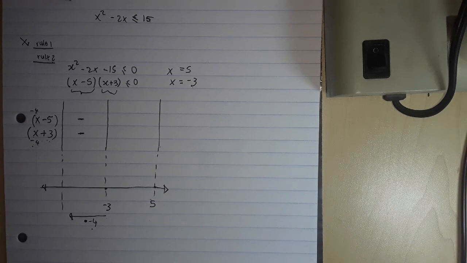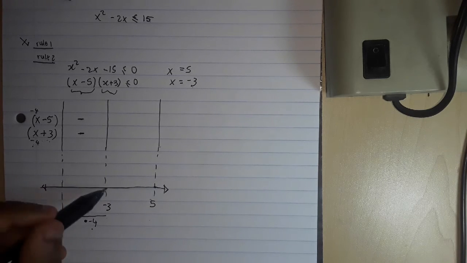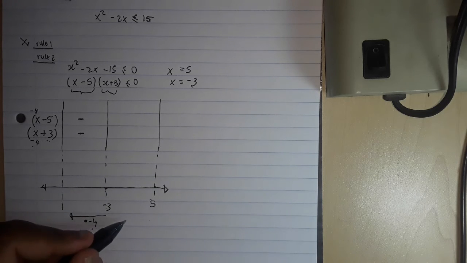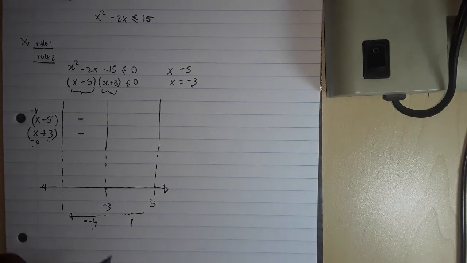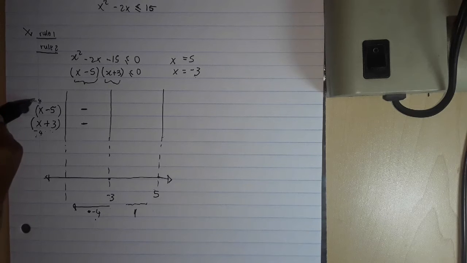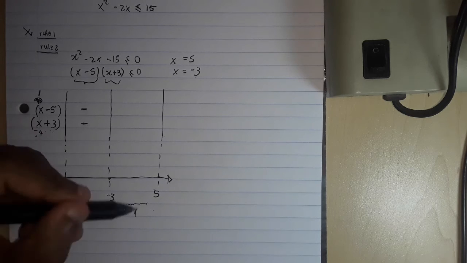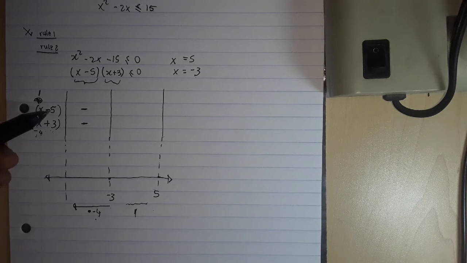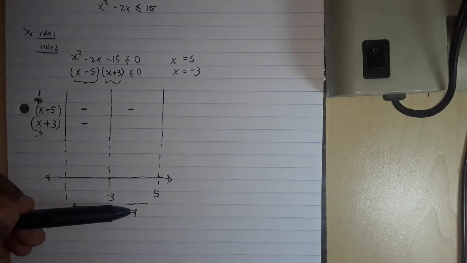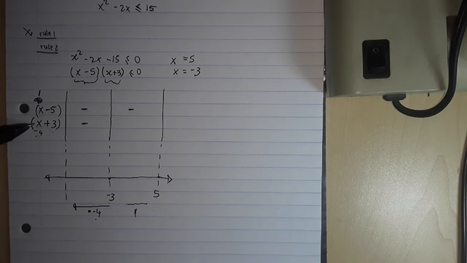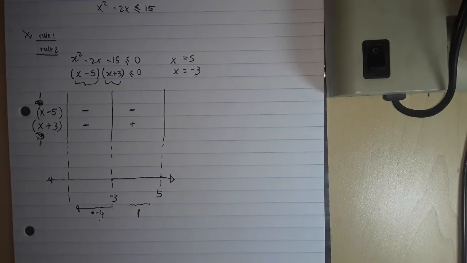But now let's see what happens between minus 3 and 5. Let's take any value, say for argument's sake 1, because 1 is just between minus 3 and 5. So we put 1 here. 1 minus 5 is negative. So for values between minus 3 and 5, for this expression, we will get a negative value. However, for this expression, where we took 1, 1 plus 3 is 4, so this value will always be positive, right?